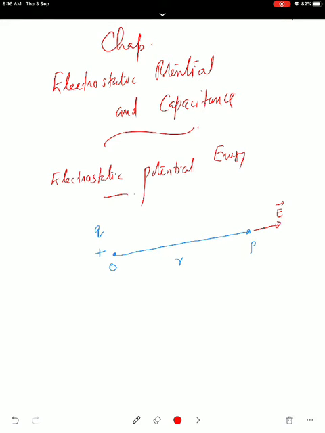If I want to take a small charge, say plus Q naught, a test charge, from P to Q through a small displacement dr, you have to do work. Work has to be done against this electrostatic force because we are going against the field. So a charge Q naught is taken from P to Q. Work has to be done. What is the work done?